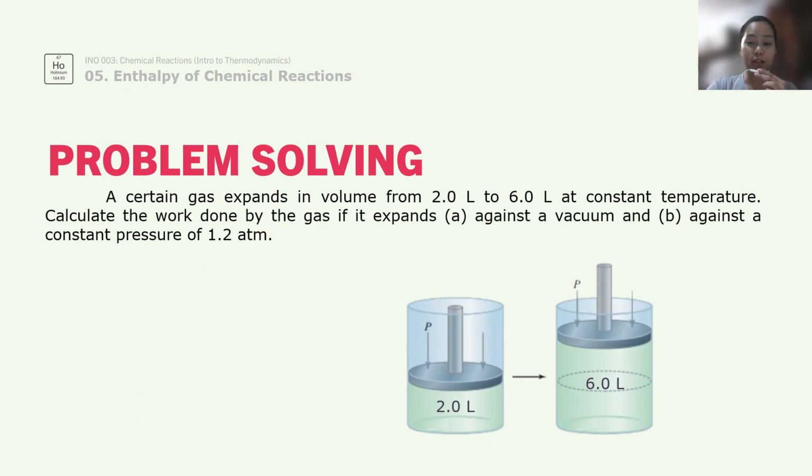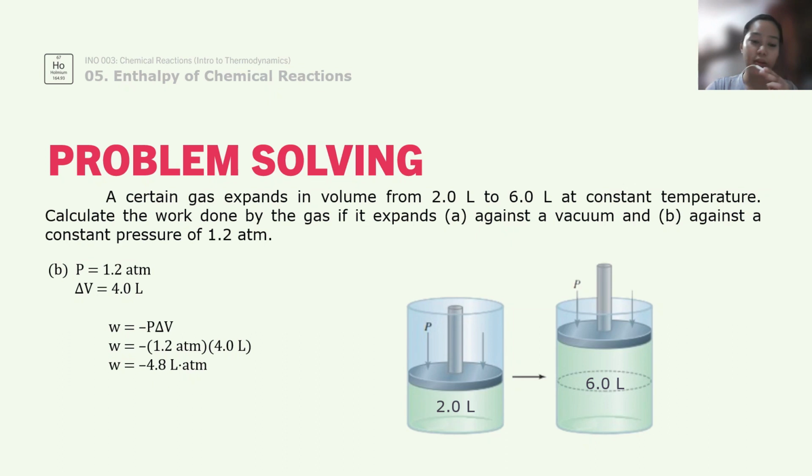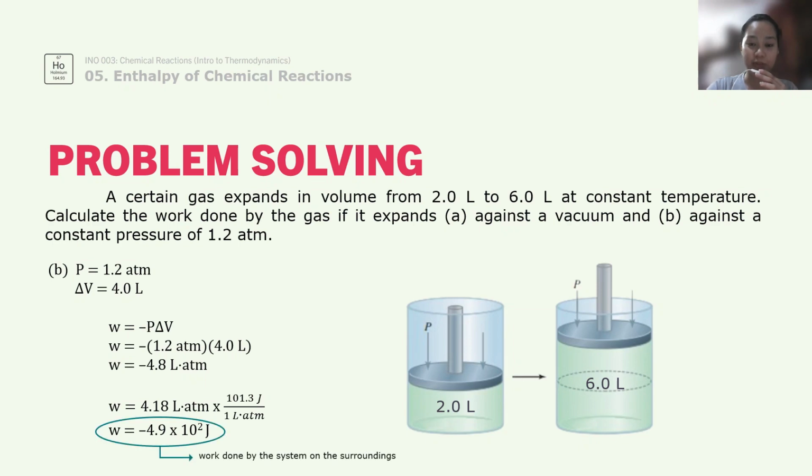Moving on to the next condition, where a constant pressure of 1.2 atmosphere is applied, we will arrive at a numerical value of work. Since the value is in liter atmosphere, we will convert it into joule using the conversion factor 101.3 joule per 1 liter atmosphere. We will arrive at a value of negative 4.9 times 10 raised to 2 joules. Its negative sign indicates that the work is done by the system on the surroundings.